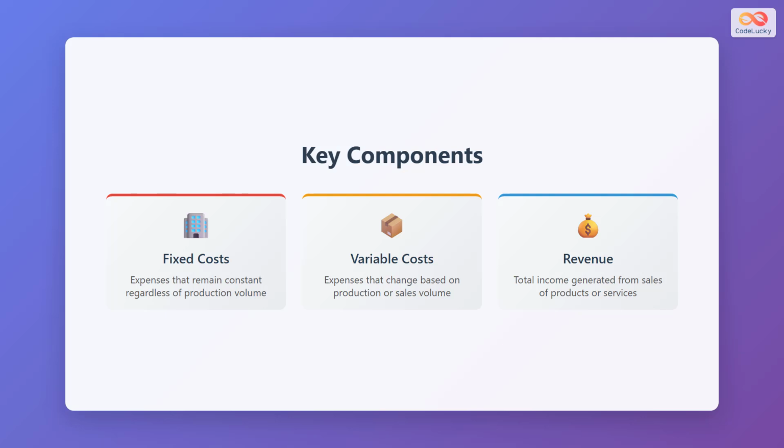Break-even analysis relies on three essential components. First, fixed costs are expenses that remain constant regardless of how much you produce or sell, such as rent and insurance. Second, variable costs are expenses that change based on your production volume, like raw materials and shipping. Third, revenue is the total income generated from selling your products or services. Understanding these three elements is critical because they form the foundation of your break-even calculation.